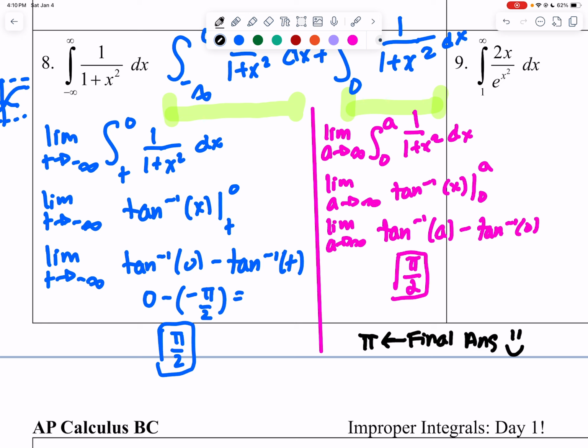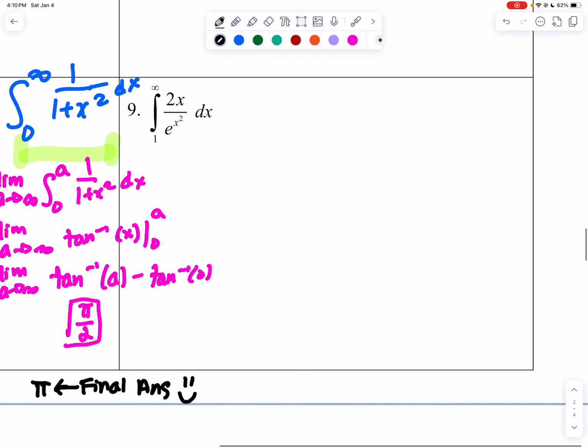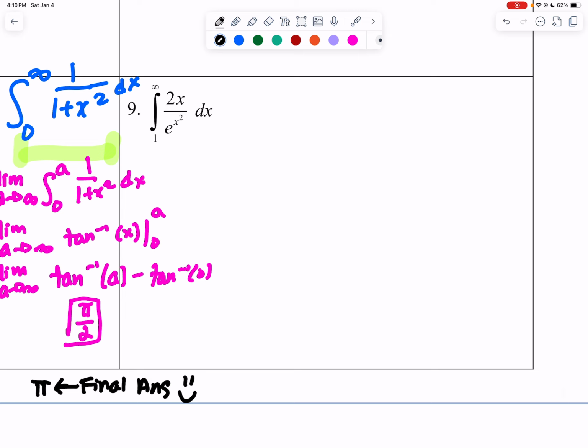All right, let's do one more. I'm gonna do 9. Your A-B integration techniques will also come into play here, so don't forget about them, and also don't forget about your BC integration techniques that we've learned. So don't forget about partial fractions, and don't forget about integration by parts, because you will see them with improper integrals, even though we haven't really talked about them here in the video.